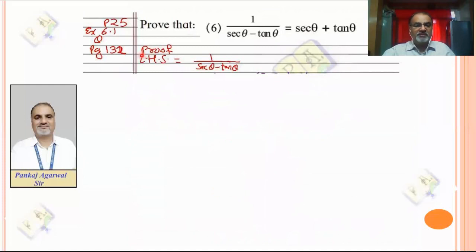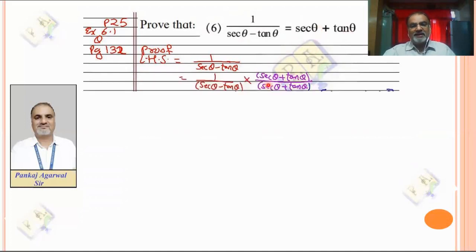Before we begin with P24, let's begin with P25. Prove that 1 whole upon (sec theta minus tan theta) is equal to sec theta plus tan theta. Of course, left hand side is much more difficult as compared to right hand side. But something very interesting I saw in the LHS: 1 whole upon sec theta minus tan theta. But in the right hand side, it is in the numerator with plus sign, and there is no denominator. And I want it to be plus sign. So I'll multiply and divide LHS by sec theta plus tan theta.